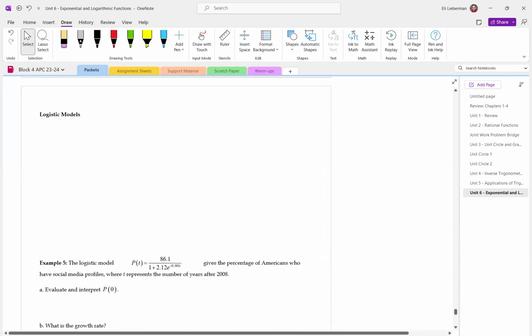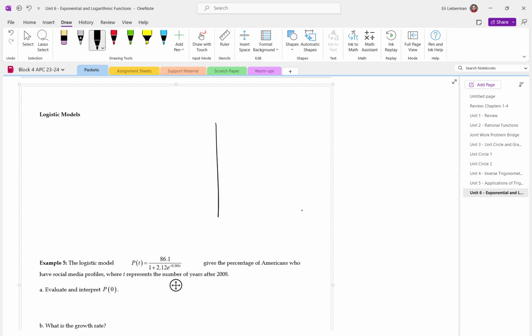Logistic models, last application of the last section. Let's go back to that Petri dish, shall we? If it's truly uninhibited growth, now don't write this down. But remember, it started at 500.